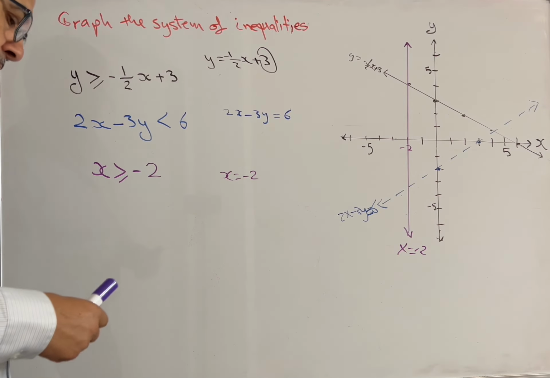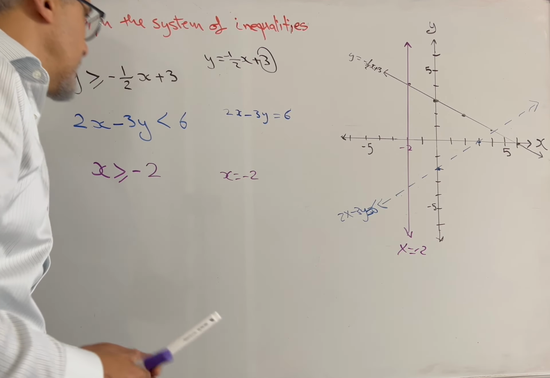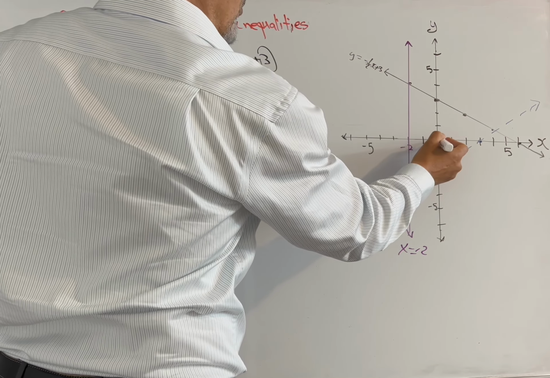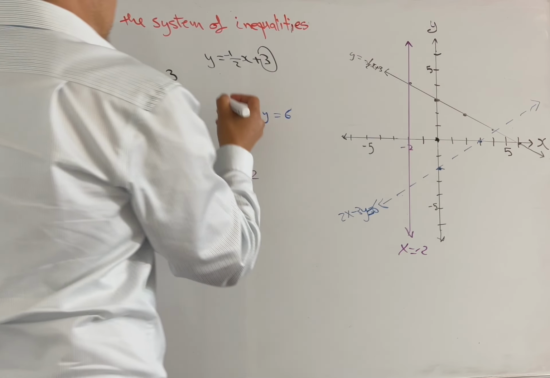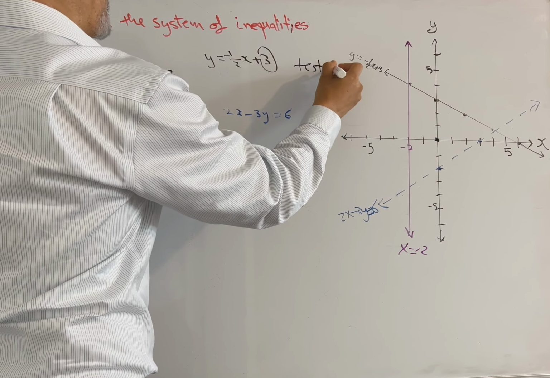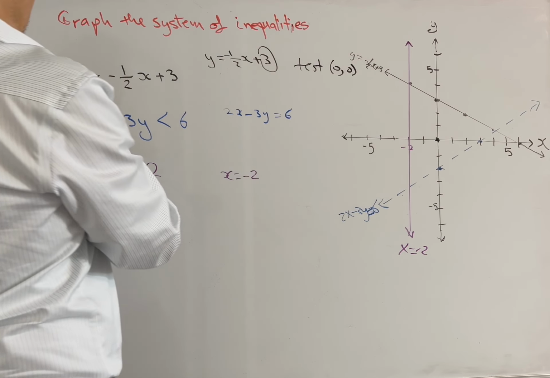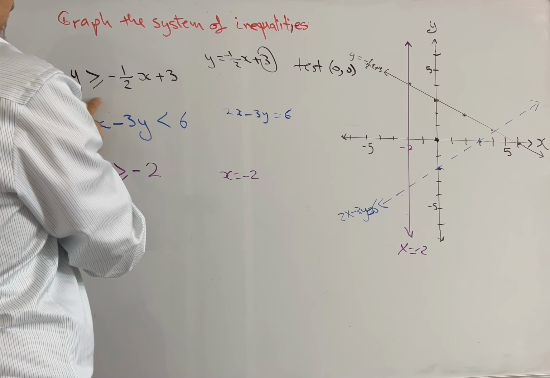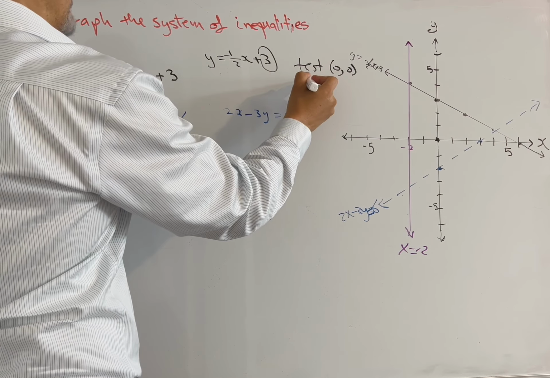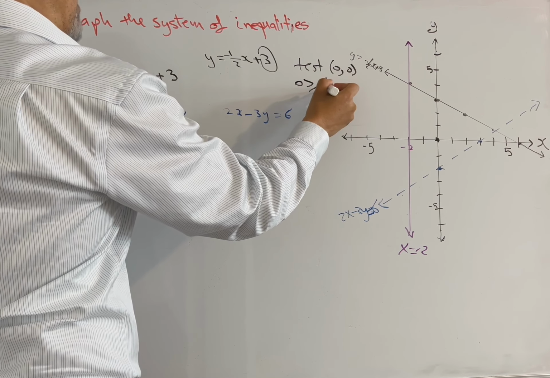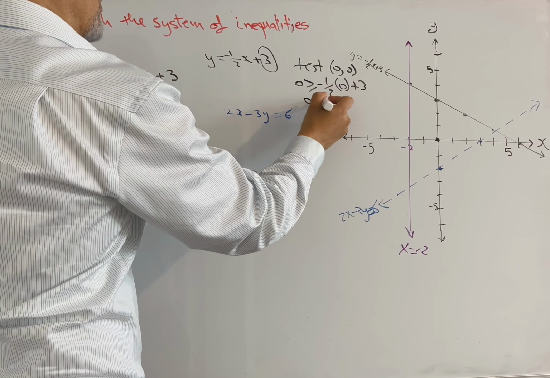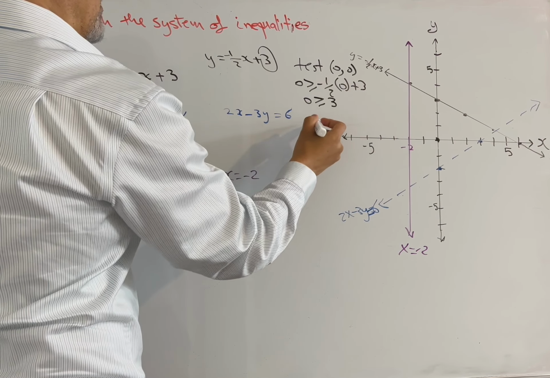So let's take the first graph. If the graph doesn't go through 0, 0, it's best to test 0, 0. We're going to test in the inequality, not the equation. So we sub in 0 for x and 0 for y. We have 0 is greater than or equal to -1/2 times 0 plus 3, and we end up with 0 is greater than or equal to 3, false.